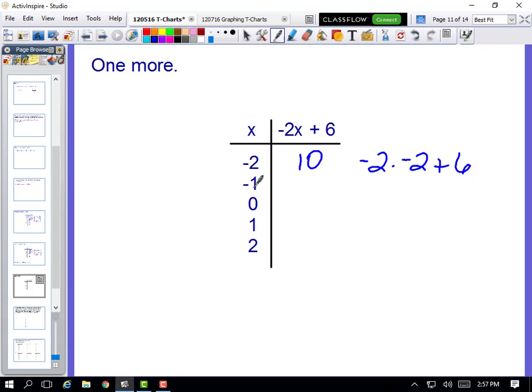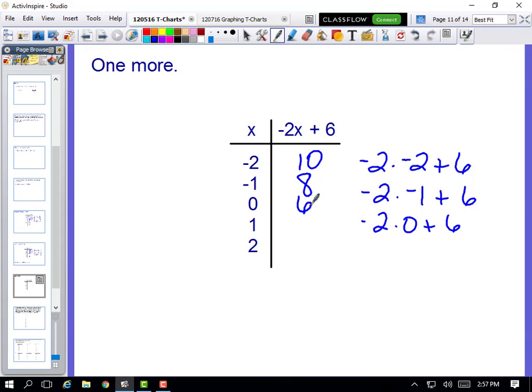Now our x value is negative 1. So negative 2 times negative 1 plus 6. Again, two negatives here make a positive. So negative 2 times negative 1 is 2. Plus 6 gives us 8. Now we have 0. Negative 2 times 0 plus 6. Negative 2 times 0 is 0, plus 6 gives us 6.